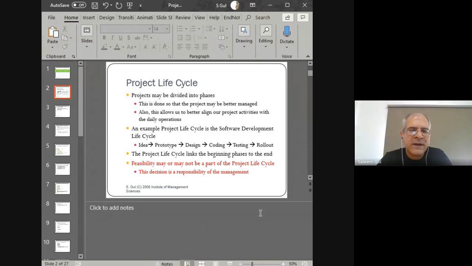So the software development life cycle is composed of six different phases, and these phases were the idea phase, the prototype phase, the design phase, the coding phase, the testing phase, and the rollout phase. The idea phase is concerned with coming up with ideas of what kind of projects to do. This is easy to do if you're an individual thinking about what options you have available, but it's slightly difficult to do if you are a group of people trying to figure out what to do.